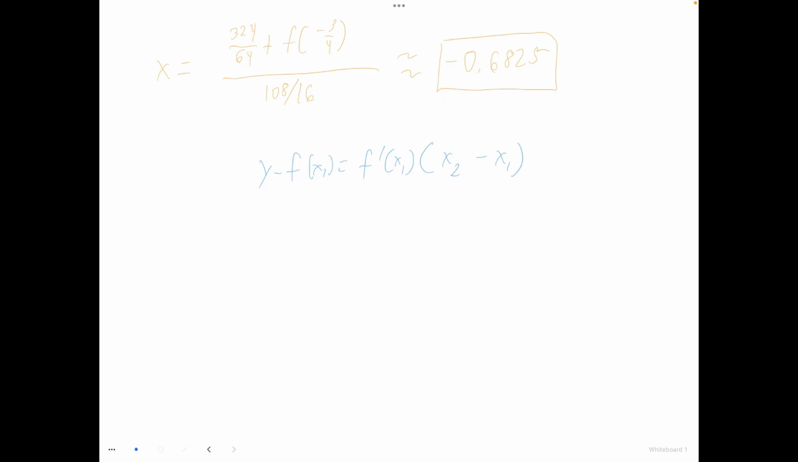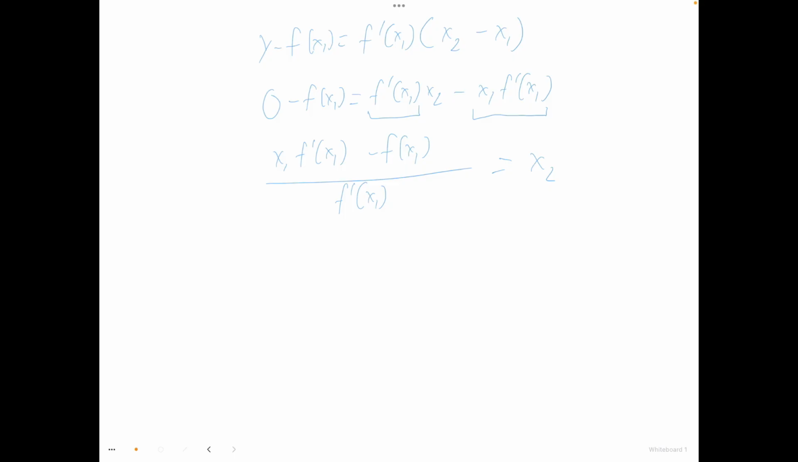And then we set y equal to 0, because we want the y-intercept. So we get 0 minus f of x sub 1 equals f prime of x sub 1 times x sub 2 minus x sub 1 times f prime of x sub 1. Then we solve for x sub 2, so we have x sub 1 f prime of x sub 1 minus f of x sub 1, divided by f prime of x sub 1, equals x sub 2. So we're just solving for x sub 2: we added the x sub 1 f prime of x sub 1 over, and then divided by the f prime of x sub 1.